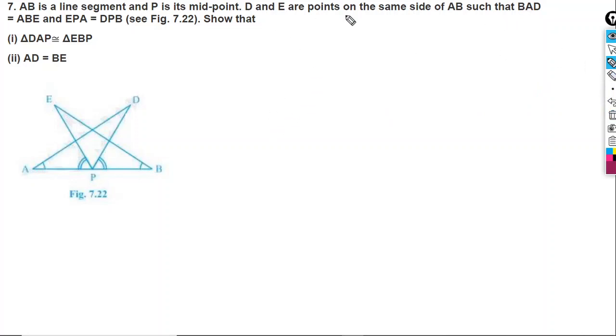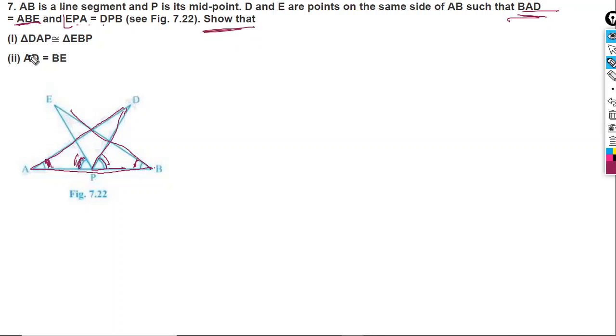So angle BAD, here it is, this angle, is equal to angle ABE, this angle. So these two angles are equal, and angle EPA is equal to angle DPB. EPA, this angle, is equal to angle DPB. Look at this, DPB, this angle. Okay, these two angles are also equal.